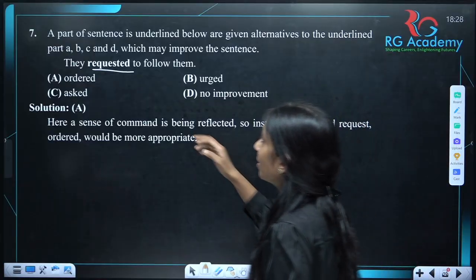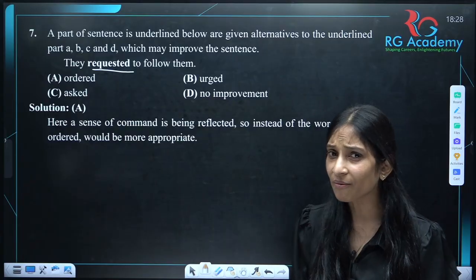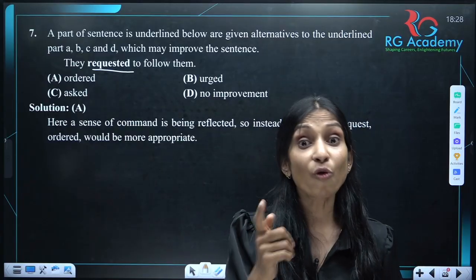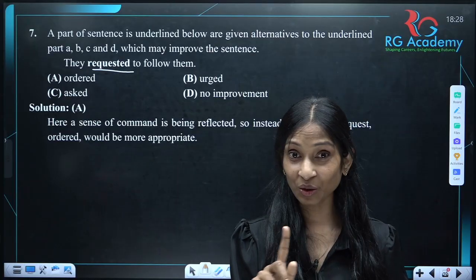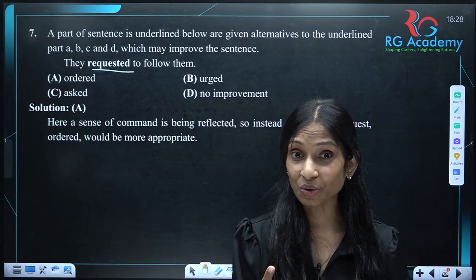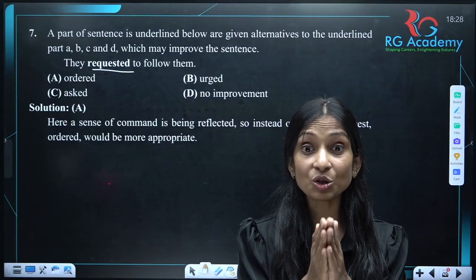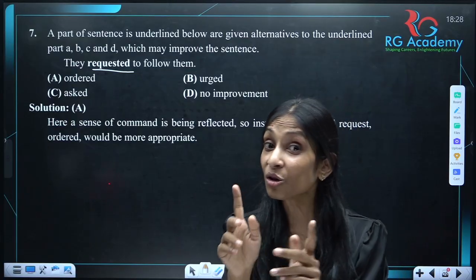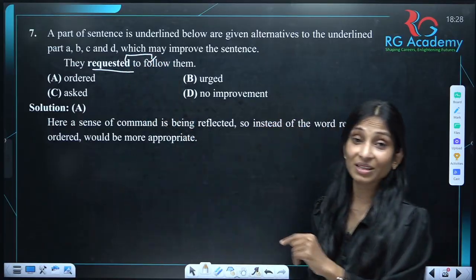Now let us read. They requested to follow them. Now, if someone is asking you to follow that person, will they request you to do so? No. They will command you to do so. They will order you to do so, right? If someone has asked you to strictly follow them, right? So the word "requested" is not going with the rest of the sentence.